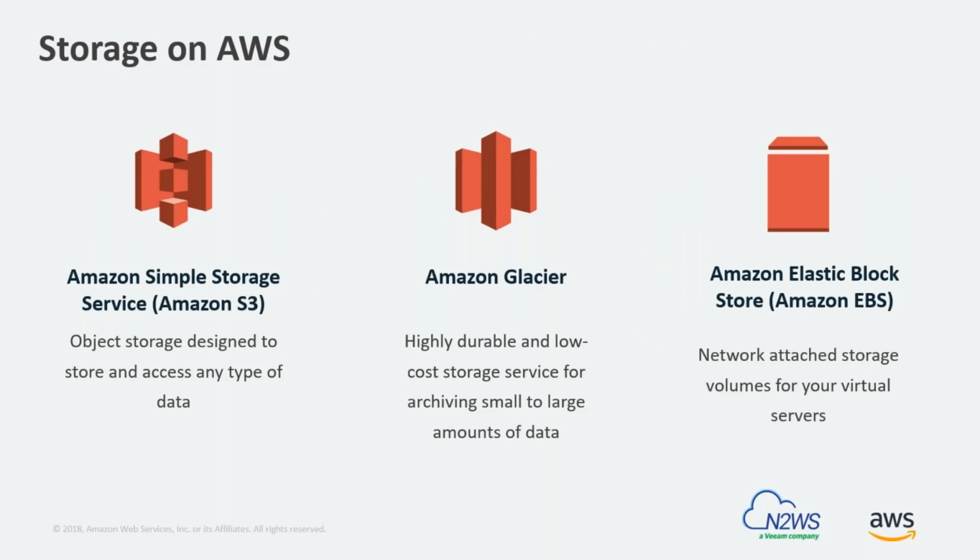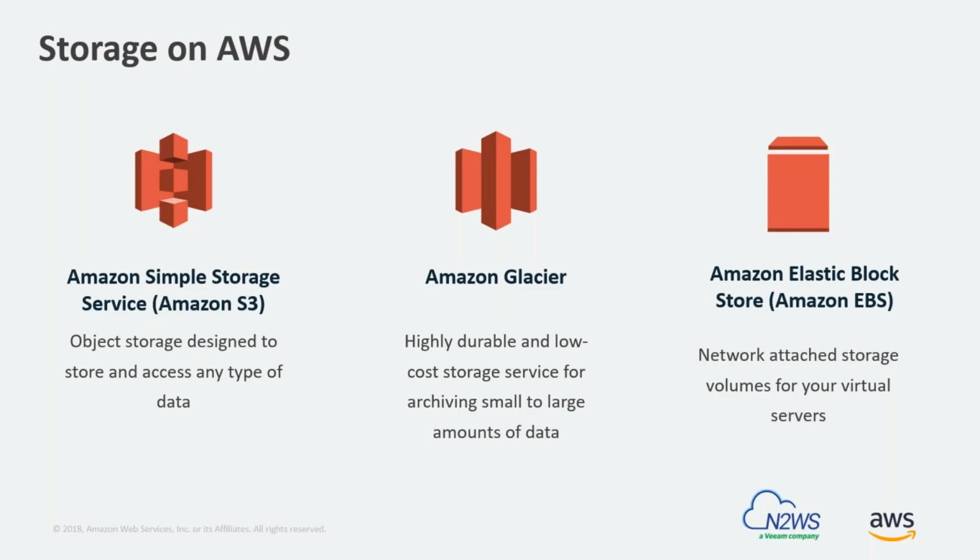Let's take a quick look at some of the AWS services that are relevant for storage. The oldest service on the AWS platform was Amazon Simple Storage Service. This service is very versatile in the sense that it's object storage, and it's designed to store any type of data that you might have. It could range from individual files to even the whole image of your hard drive.